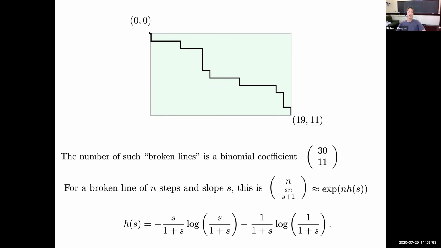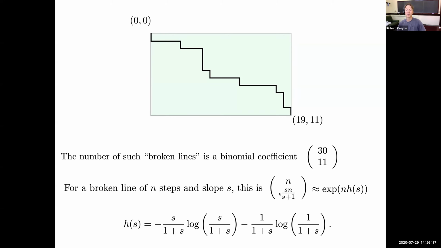So the number of broken lines which go from some point here to some point there, that's just a binomial coefficient. And if this broken line has n total steps, that is the length plus the width here is n total steps, and the slope is s here. Well, okay, maybe the slope is minus s.